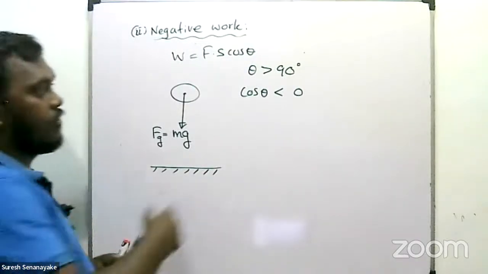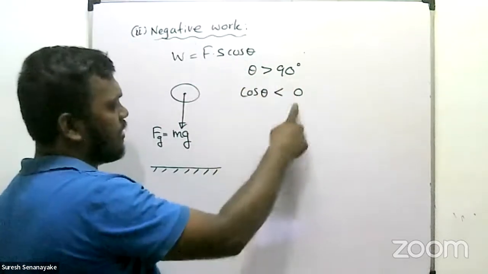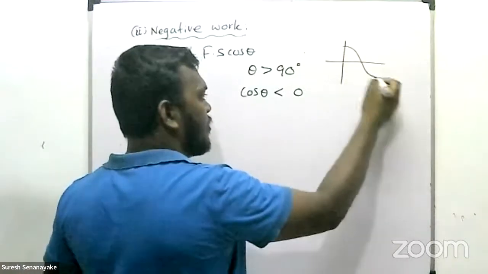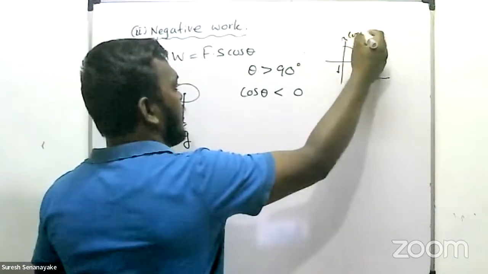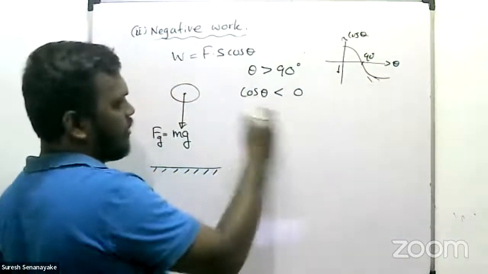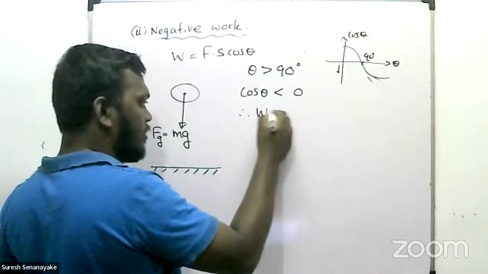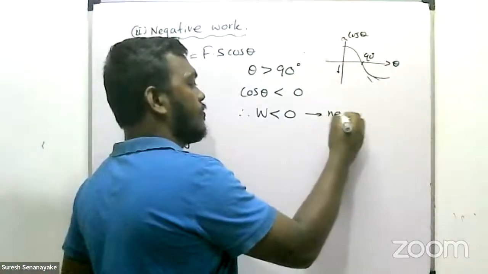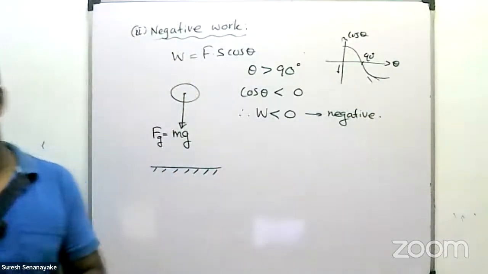Right. So right there, W equals F s cos theta. If theta is greater than 90 degrees, cos theta is less than 0, because you know that after 90 degrees the cos graph goes to the negative side. That's why. In the cos theta versus theta graph, after 90 degrees it goes to the negative side. So it's negative there, and therefore W is less than 0. It's negative.